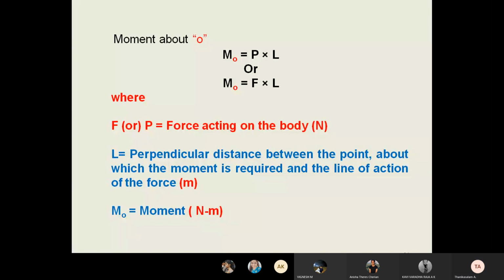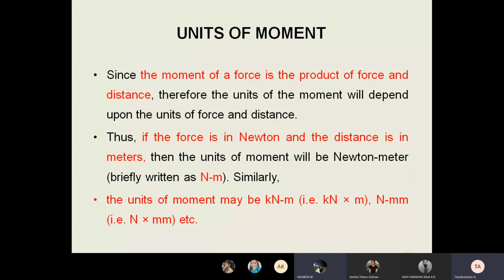Understand? Yes, sir. Okay, the unit. Since the moment of force is a product of force and distance, the simple definition is: moment of force is the product of force and perpendicular distance. Force is in Newton, distance in meter, therefore the unit is Newton meter. Sometimes we can represent it as kilonewton meter, Newton mm, or Newton centimeter, like that. Note the distances given and the reference point.